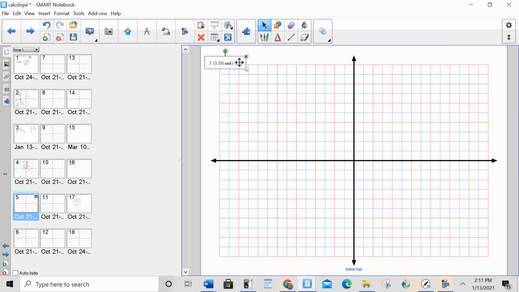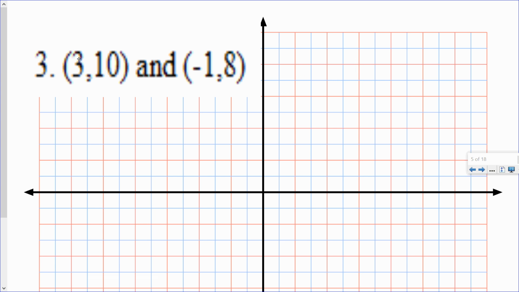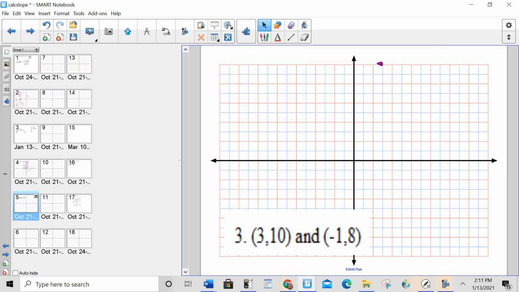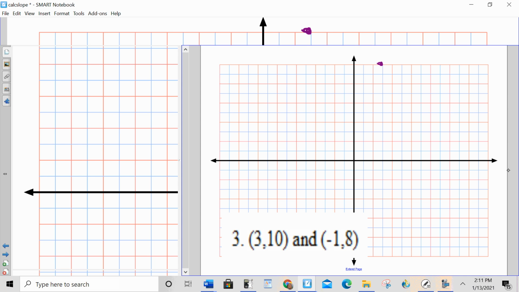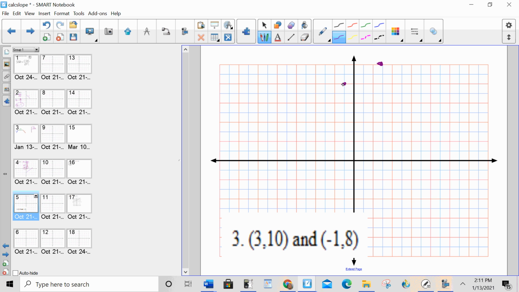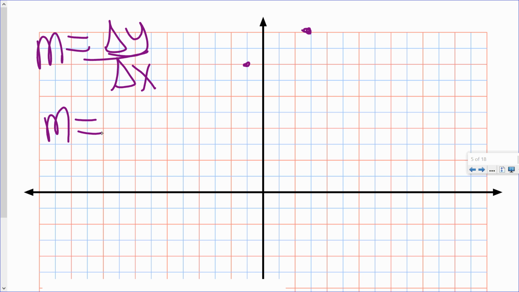Number 3, with points (3, 10) and (negative 1, 8). Let me move this thing out of the way. I know that my slope is delta y over delta x. I want you to try it from here. Count the change in y, put it on top, count the change in x, put it on bottom, then reduce the fraction if you can. I'll give you about 15 seconds to try it right now.